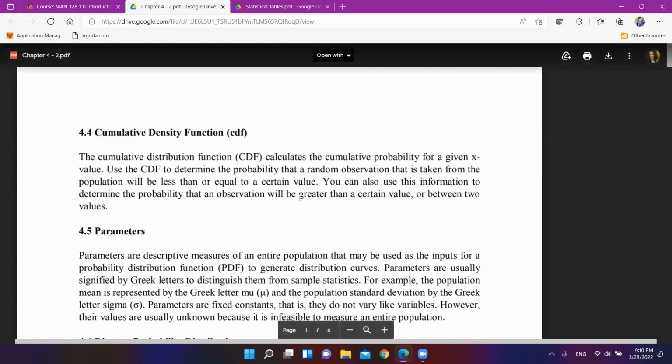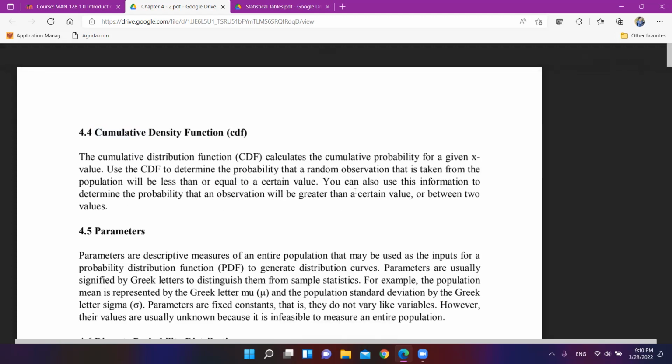So if you want to get the probabilities between two values, greater than some value, or less than some value, you can simply use the cumulative density function. You can also do that using the probability density function or probability mass function.